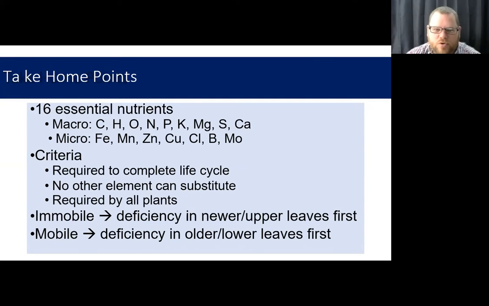Again, we have macronutrients and micronutrients, and those all are needed by a plant. They all play an essential role in some process that the plant has. They're required to complete a life cycle, and nothing else can substitute for them. So if it's an immobile nutrient, the deficiency is in the newer upper leaves first, and if it is mobile, it is deficiency in the older lower leaves first.